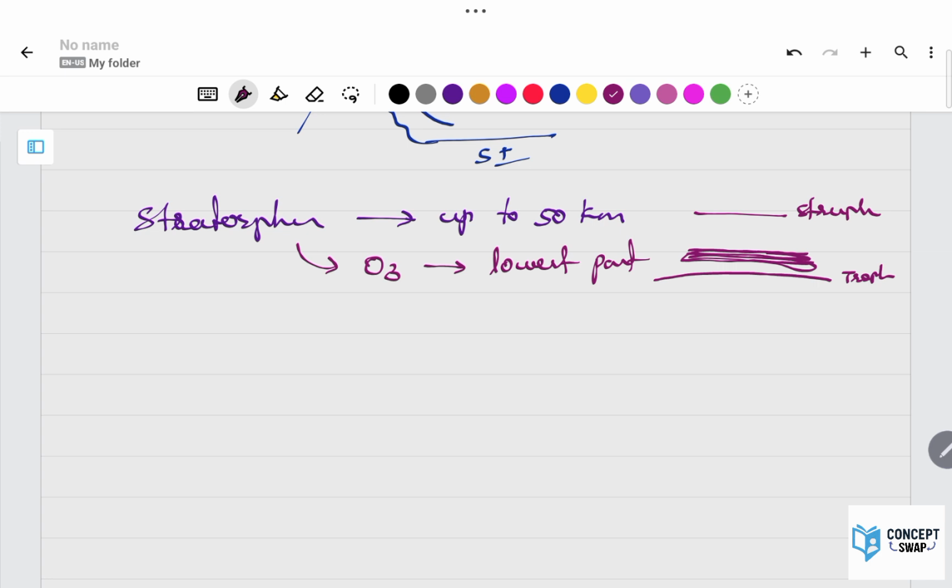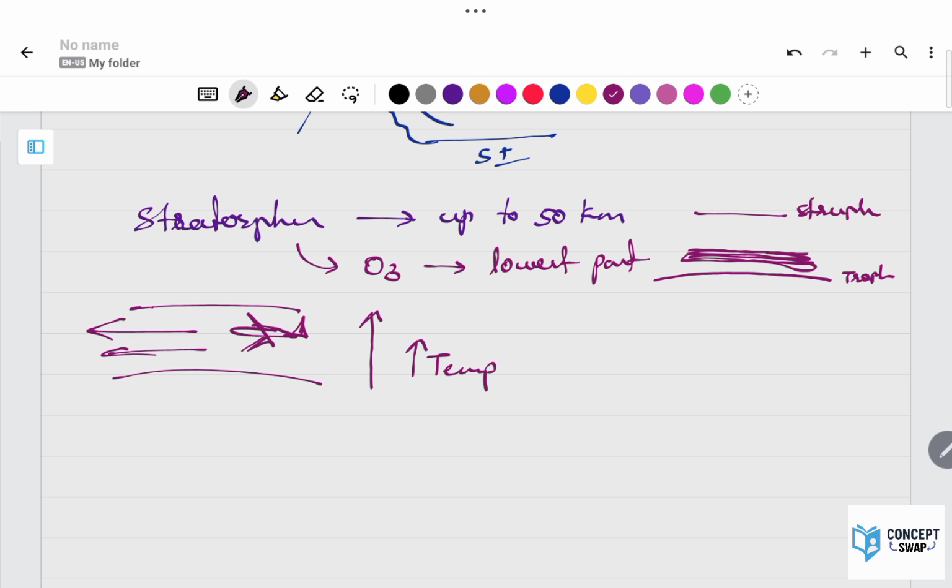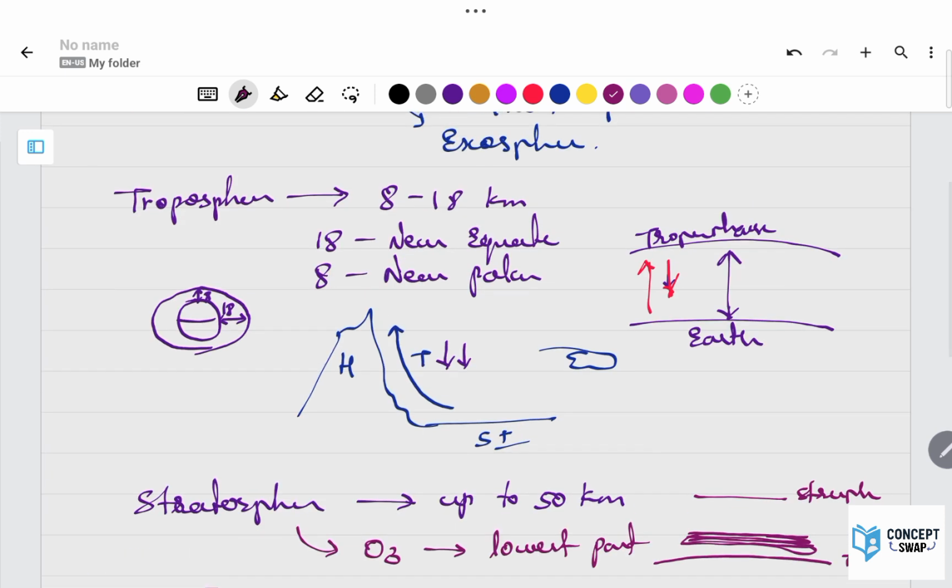This layer is almost free from clouds. This is the stratosphere, where aeroplanes move. Also, the jet stream moves in this layer only. In the stratosphere, as height increases, temperature also increases. What about in the troposphere?